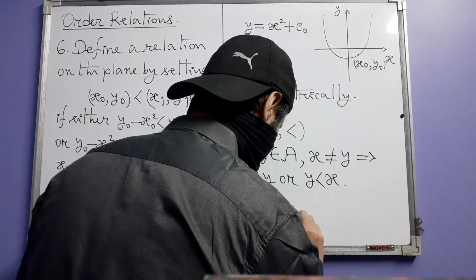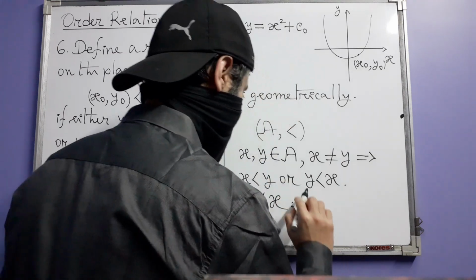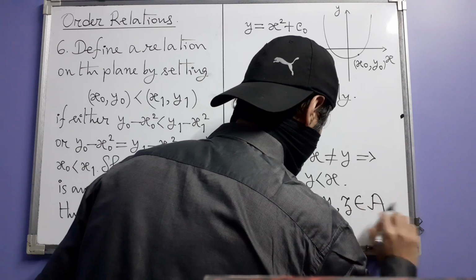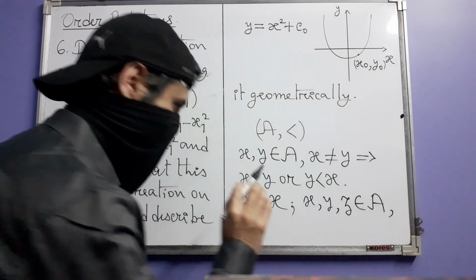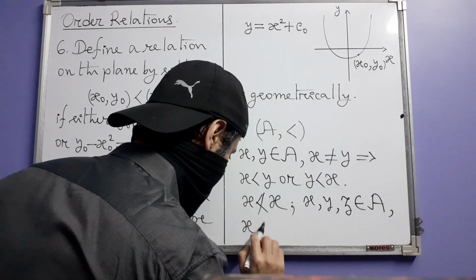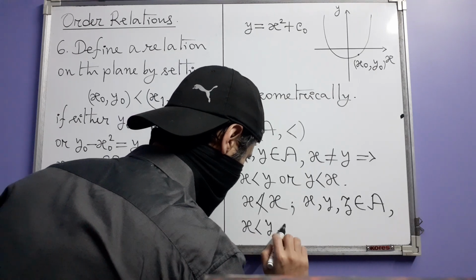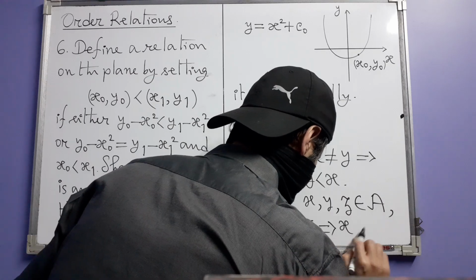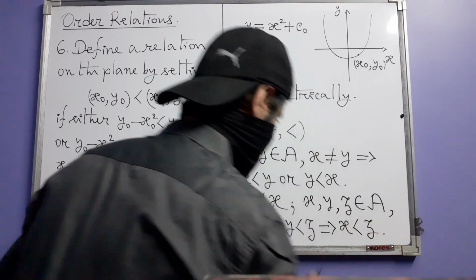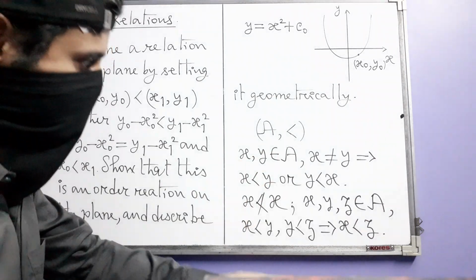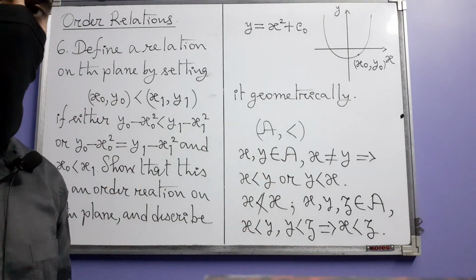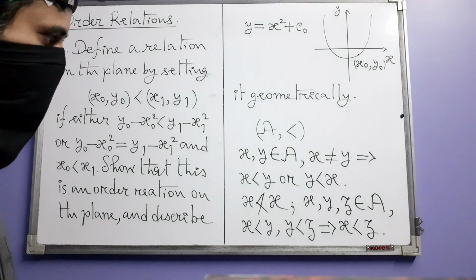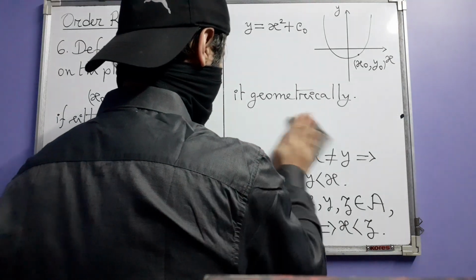And transitivity of course has its usual meaning. If x, y and z are three elements in A, not necessarily distinct of course, such that x is related to y and y is related to z, then x is related to z. We have to show all these three things for our relation. Okay, so now we can start the solution.